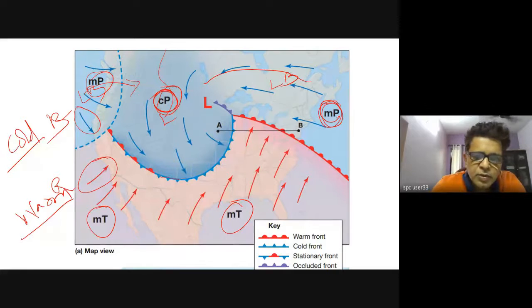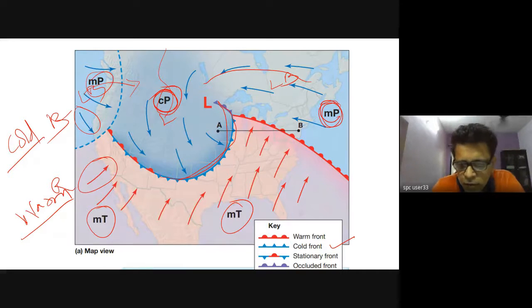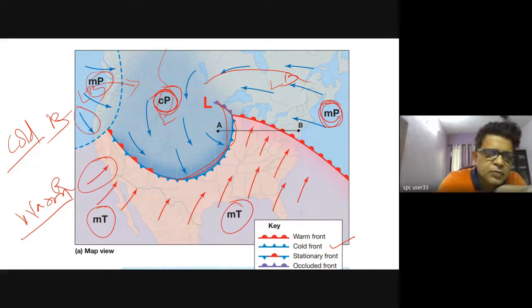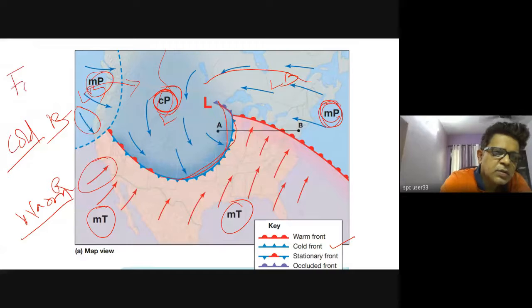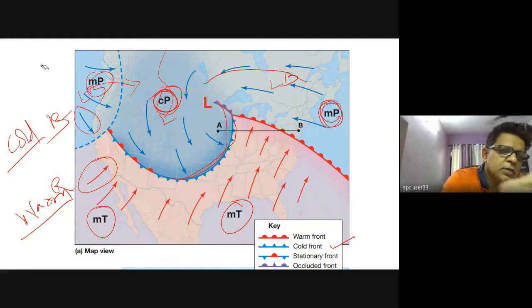This is the advance of this air mass, and you'll see that this is called a cold front. Okay, the word comes from because this was FR. Oh, sorry. Let me just. Okay, this is called a front.